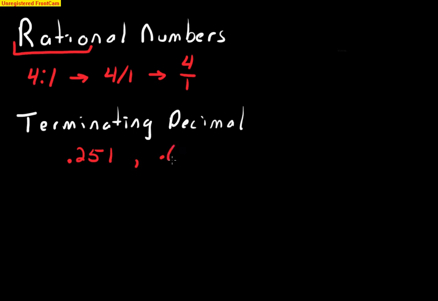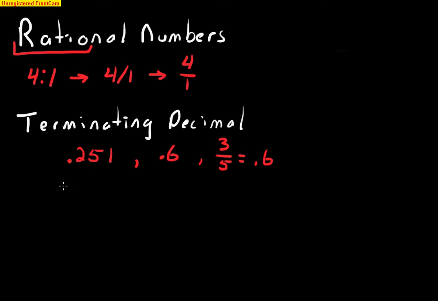You can just put 0.6. It terminates, it doesn't go on. Or let's look at a fraction, 3/5, which if we convert that to a decimal, becomes 0.6, but it stops right there, so that's a terminating decimal as well.